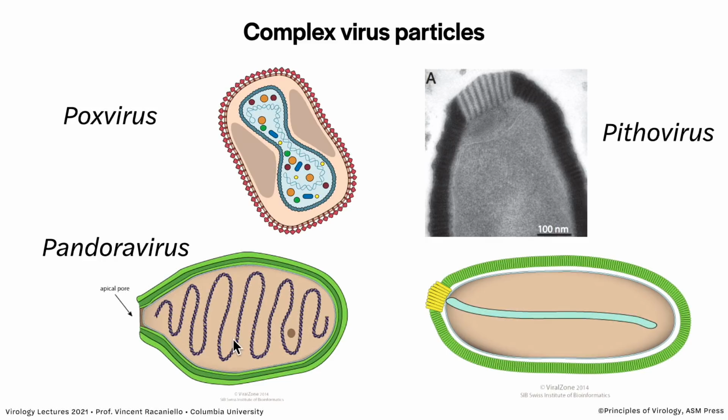Same with Pandoravirus and Pithoviruses. They're not symmetric. They're very big, and they have multiple components besides membranes and internal proteins and nucleic acids. I've showed you the pores of the Pandoravirus and the cork of the Pithoviruses before. So that's why we call them complex, because there's no symmetry involved, and they can get very big.